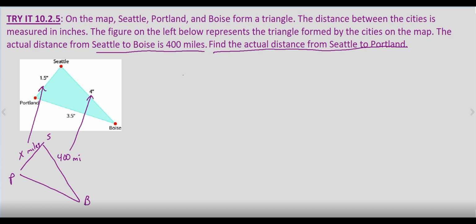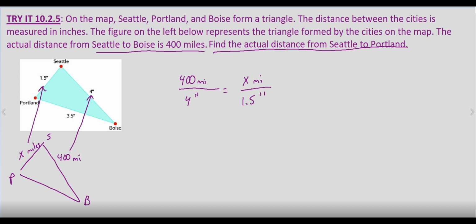So our proportion would be 400 miles to 4 inches equals how many miles? X miles to 1.5 inches.